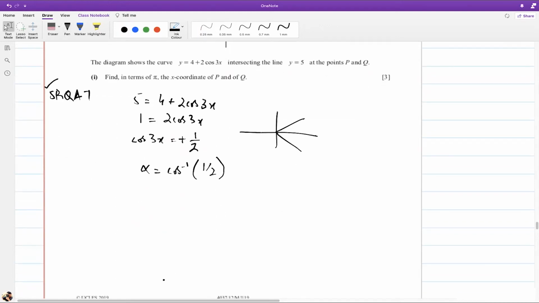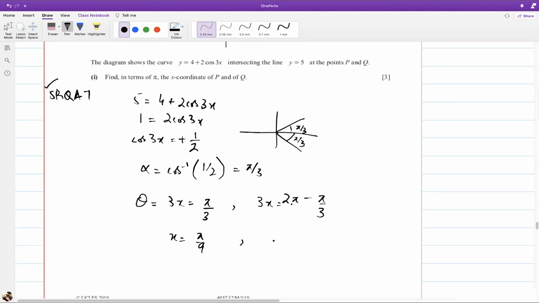Is it 60 degrees or pi by 2? क्या होता है? Pi by 3. Oh, yeah, pi by 3. So that's my alpha. So that's pi by 3. Theta is going to be 3x, which is going to be pi by 3, or 3x is going to be 2 pi minus pi by 3. In either case, I'll get x equal to pi by 9.